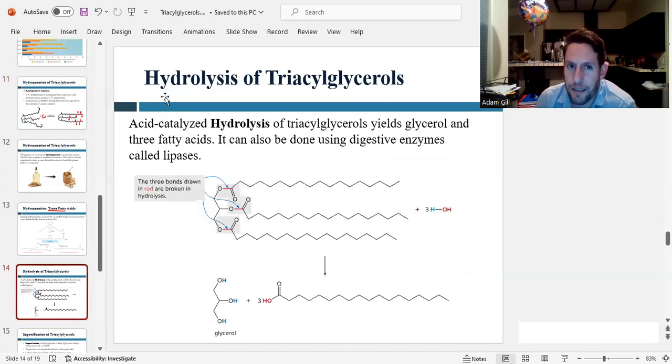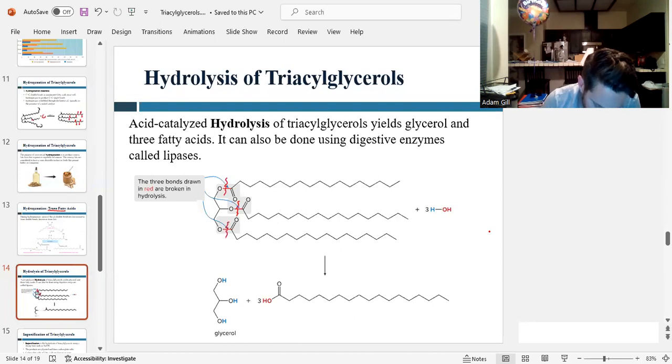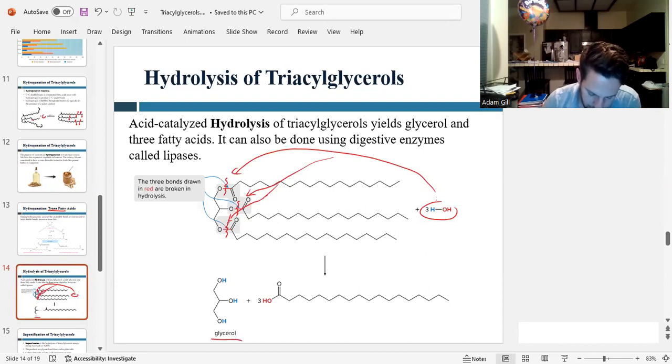Moving on, let's talk about hydrolysis of triacylglycerols. So you can do the hydrolysis using an acid catalyst or with digestive enzymes known as lipases. This is what happens in your body. And the ester bonds are shown here in red. And so we're going to add water, and we are going to cut those ester bonds. And we're going to add the waters back in. And when we do that, you end up with the glycerol and the 3 fatty acid tails.